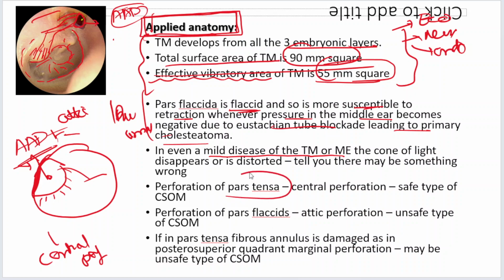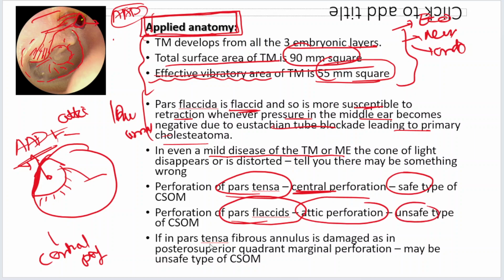If there is a perforation in the pars tensa, you call it central perforation. It's a safe type of CSOM. If the perforation is in the pars flaccida, an attic perforation, think of unsafe type. If the fibrous annulus gets damaged in the posterior superior quadrant, think of unsafe type. This is called a marginal perforation. Okay, with this we come to the end of the tympanic membrane short notes.